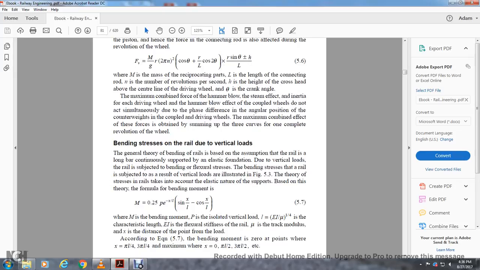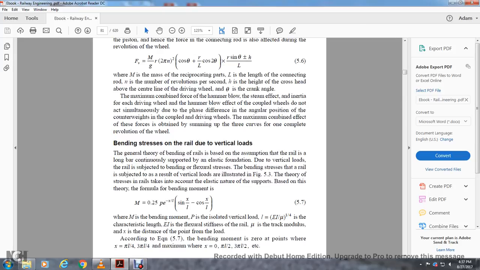Bending stress of the rail due to the vertical load. The general theory of bending is made from the assumption of the rail as a long bar continuously supported on an elastic foundation. Due to the vertical loads, the rail is subject to flexural bending stress, as illustrated in figure 5.3. The theory of stress in the rail takes into account the elastic nature of the support, and the formulation of the bending moment is M.